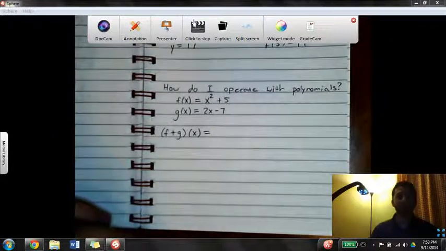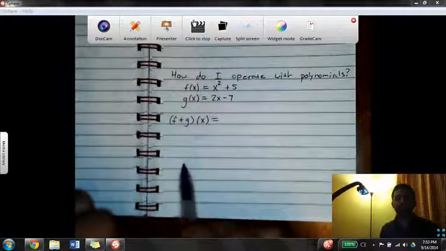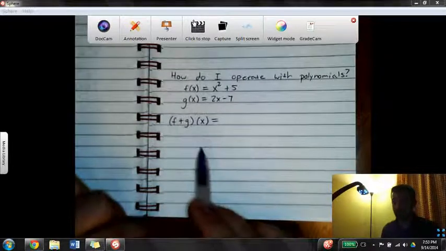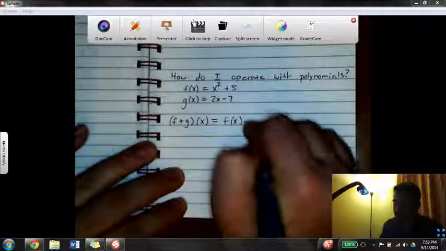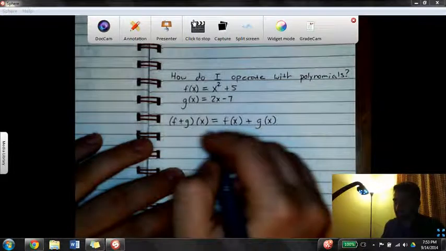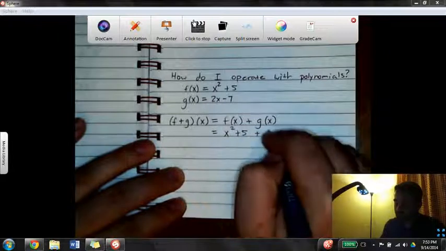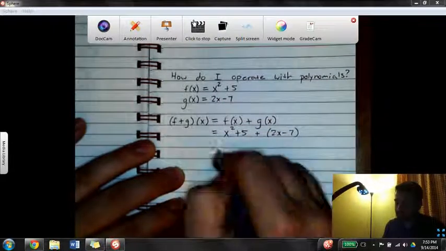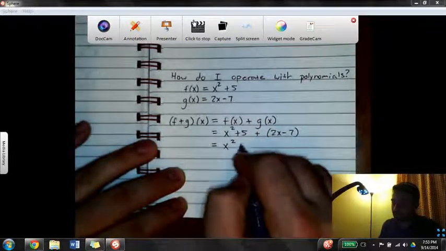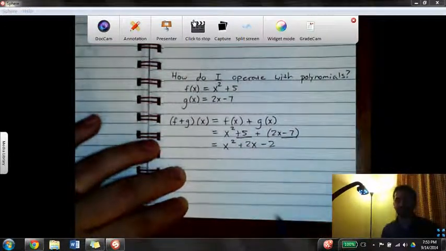So now, how do I operate with polynomials? When given two functions, f of x and g of x, and asked f plus g of x, it is taking both functions and adding them together. So it's like saying f of x plus g of x, which can be written as x squared plus 5 plus 2x minus 7, and then I can evaluate by combining like terms. x squared plus 2x minus 2, combining the positive 5 and negative 7 for a negative 2.